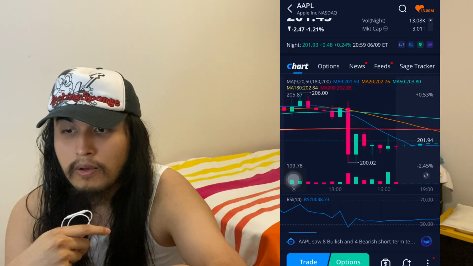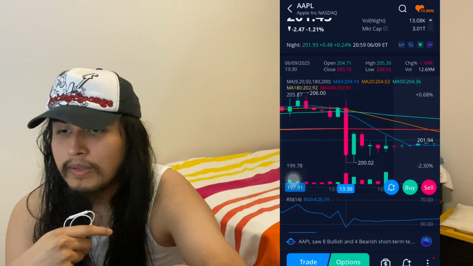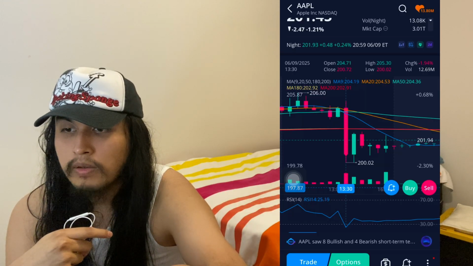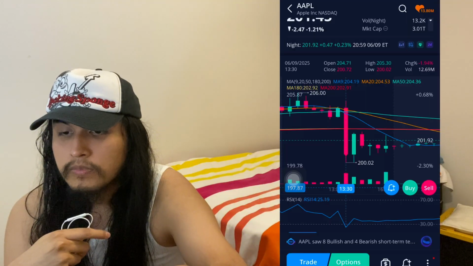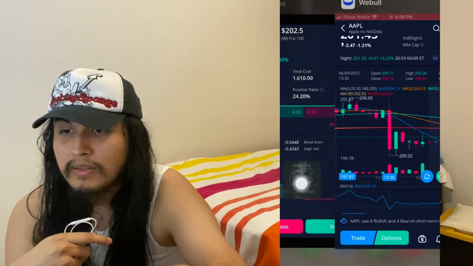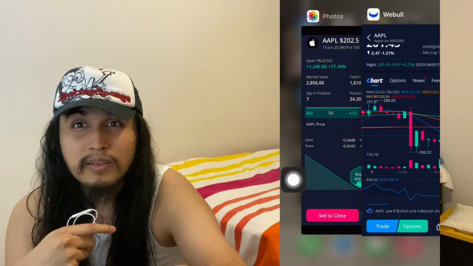And you can see this long candle of the 1330 candle just go all the way from 205 to a low of 200. So that was a pretty huge move, and I didn't really expect it to be that quick, really.